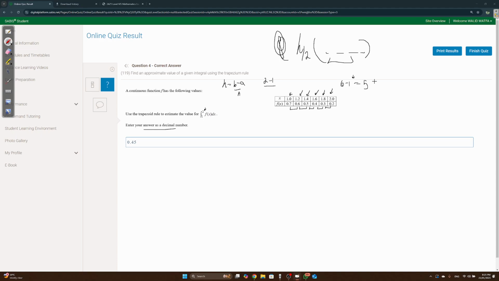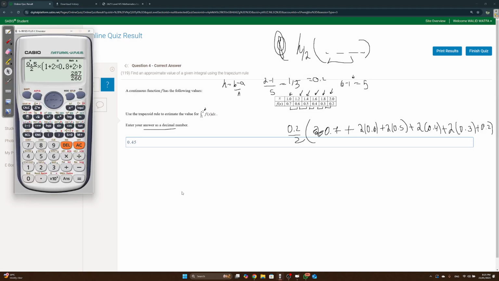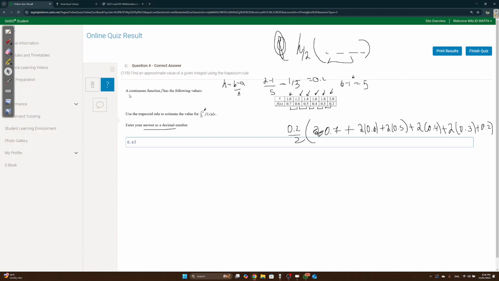So 2 minus 1 over n is 5. So 1 over 5. So it equals 0.2. So h is 0.2. So you do 0.2 over 2. Then 0.7, because it's the first number, you don't multiply by 2. You multiply by 2 for everything except the first and last value, right? So 0.7 plus 2 times 0.6 plus 2 times 0.5 plus 2 times 0.4 plus 2 times 0.3 plus 0.2. Okay, and I'm gonna cut to when I do this on my calculator. As you can see over here, you get 9 over 20, which is just 0.45.